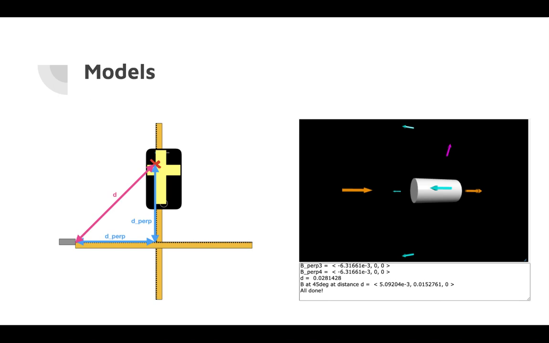So here are the models used in this lab. On the left, you can see the experimental model of how we collected our data, and the coding model of the magnetic field of the bar magnet after the data was collected.